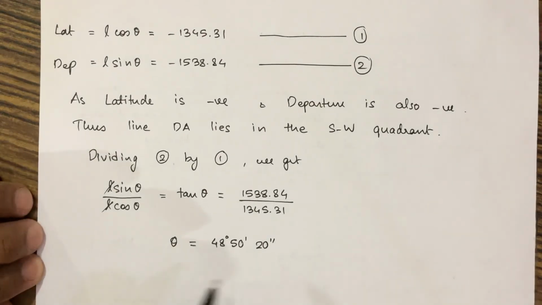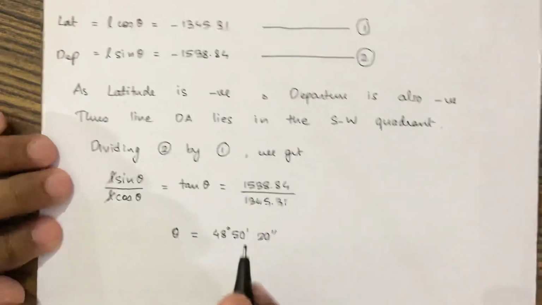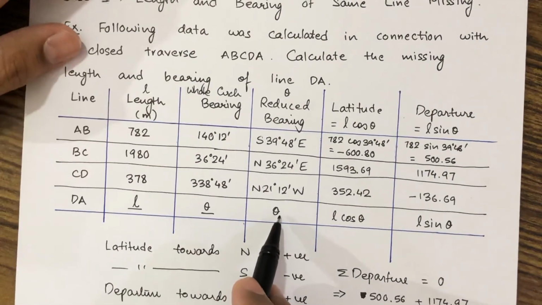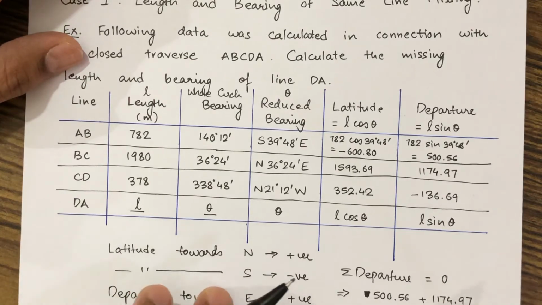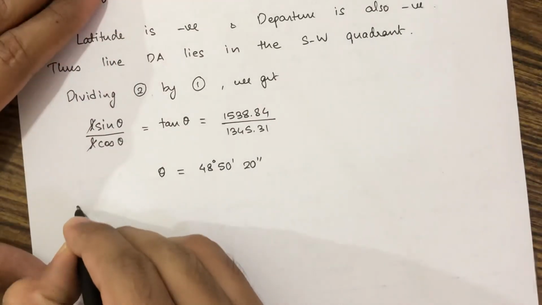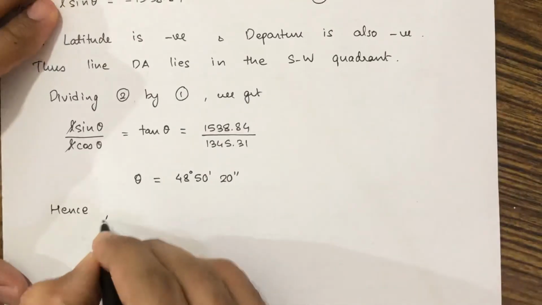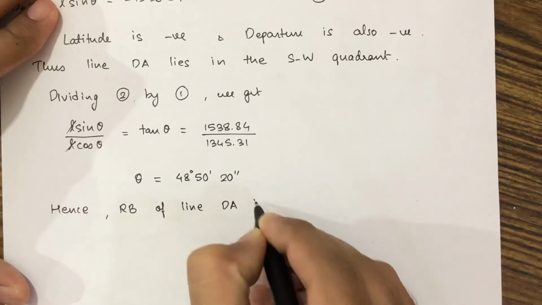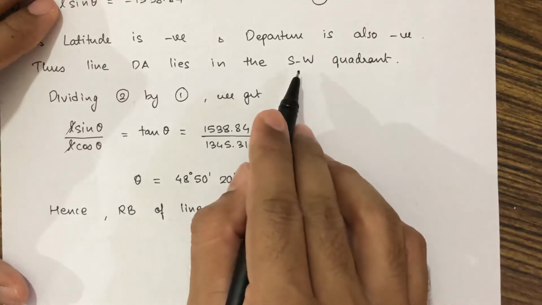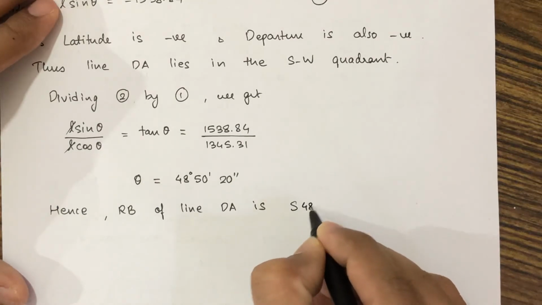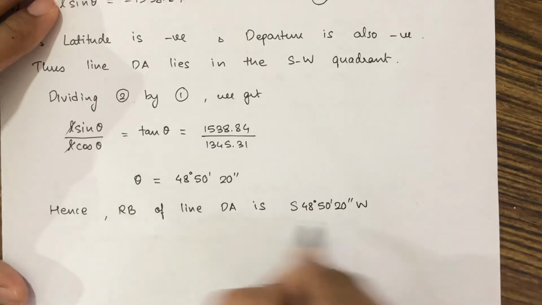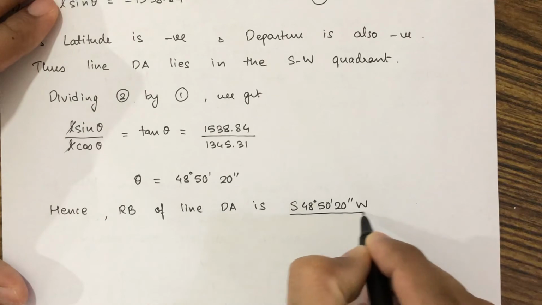Okay, this value of theta comes out to 48 degree 50 minute 20 seconds. So we found out the reduced bearing of line DA, that is this value of theta. Hence the reduced bearing of line DA, as it is in the southwest quadrant, will be south 48 degree 50 minute 20 second west. Okay, this is the reduced bearing of line DA.